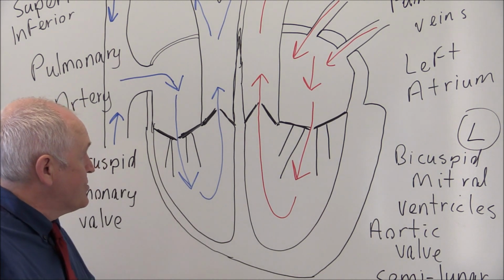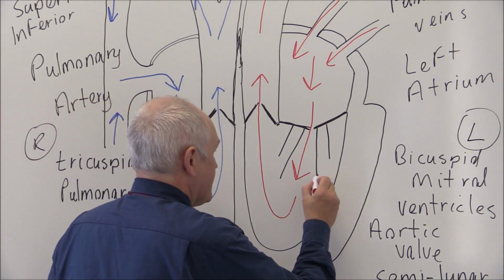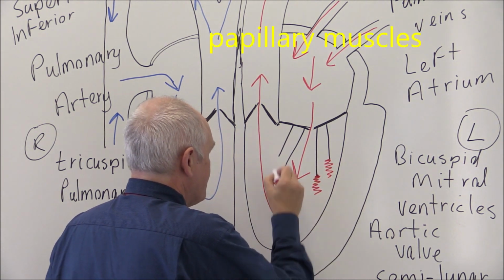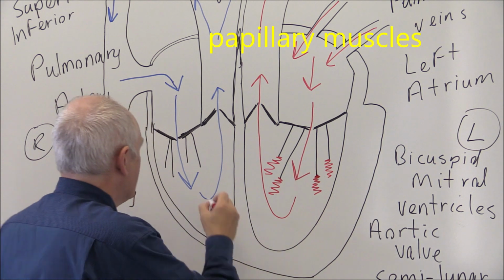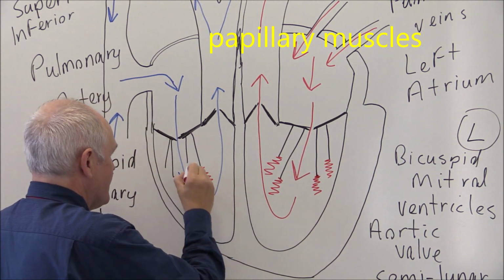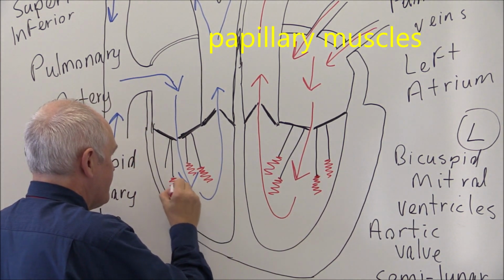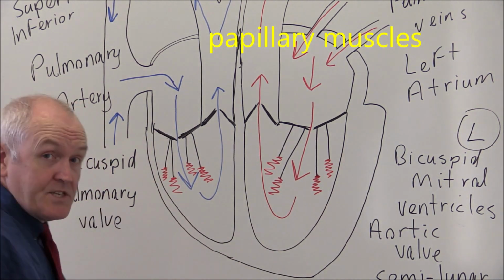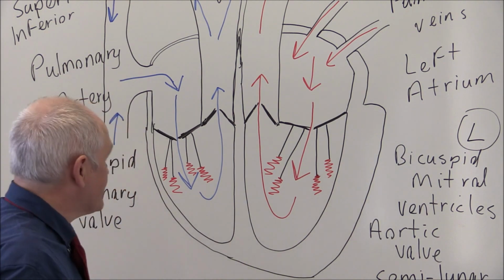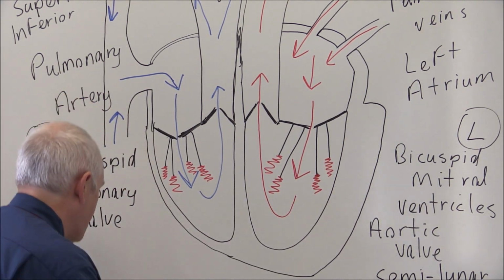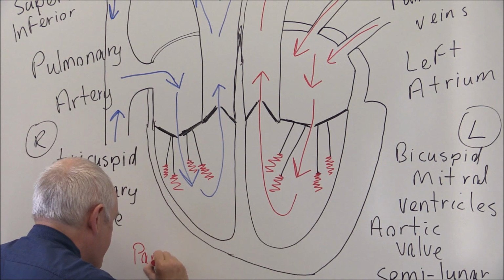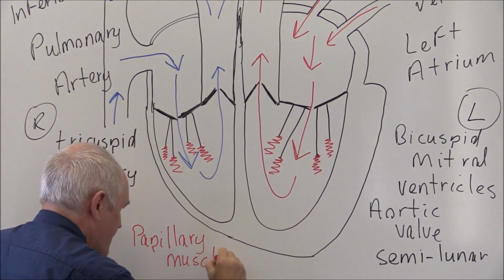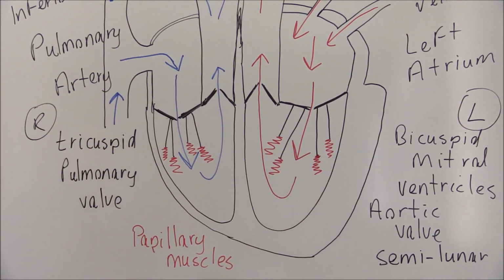And these tendinous cords are rooted into the wall of the heart via specialised muscles, so that the valves can't overexpand. And these muscles that connect the tendinous cords to the wall of the heart are the papillary muscles.